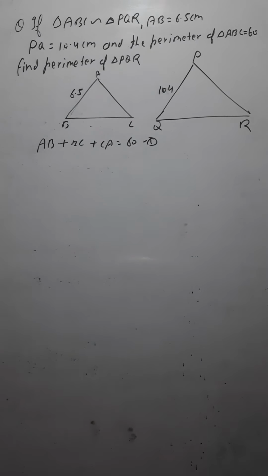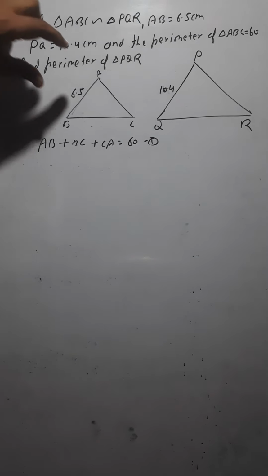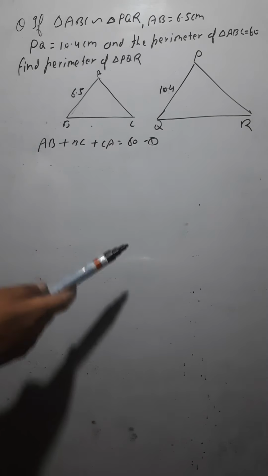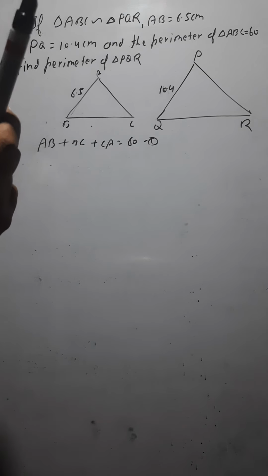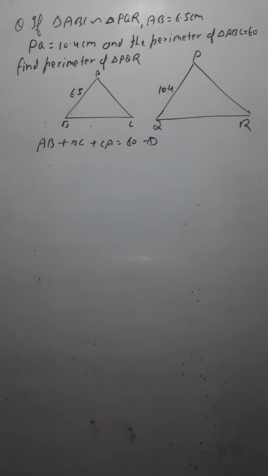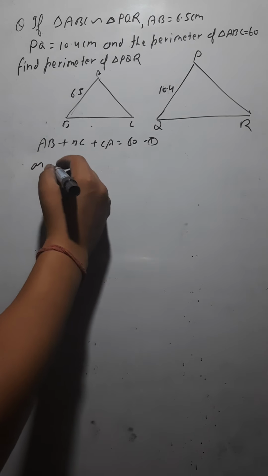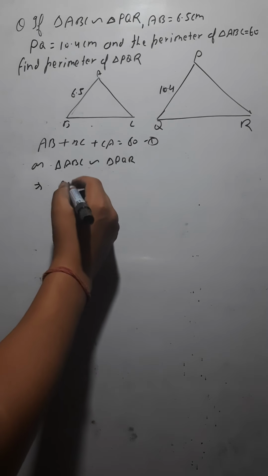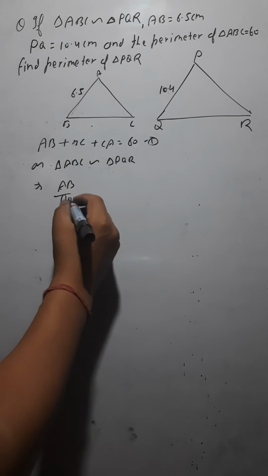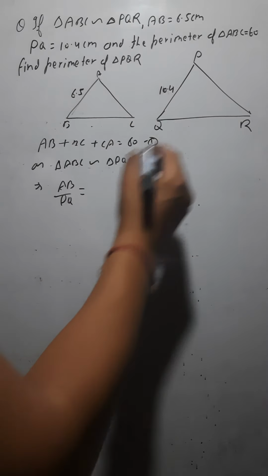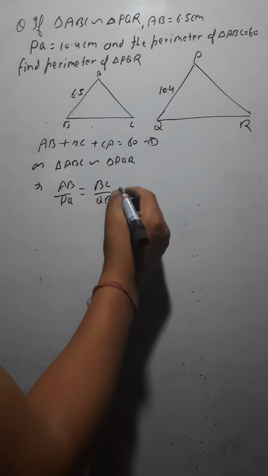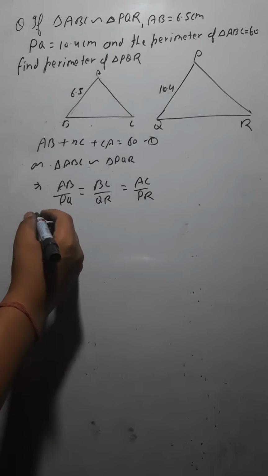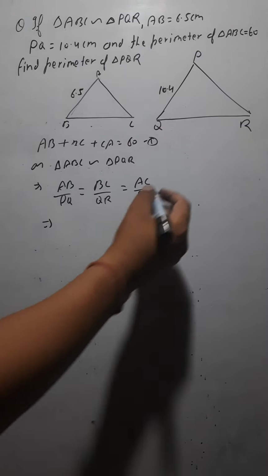Now as we know both the triangles are similar, these two triangles would be similar if their sides are in the same ratio, isn't it? So we would be using that one condition here. As triangle ABC is similar to triangle PQR, it implies AB by PQ should be equal to BC by QR should be equal to AC by PR, isn't it? Yes. Now put the values.